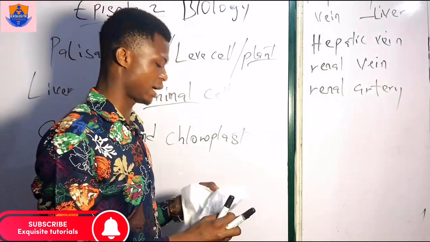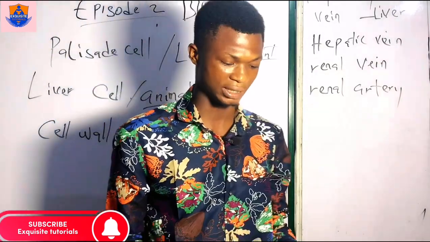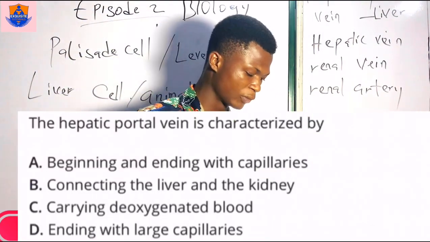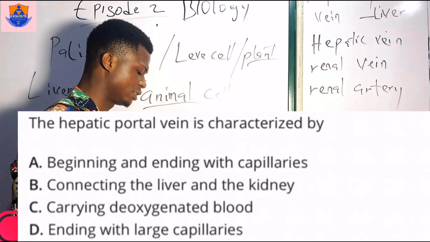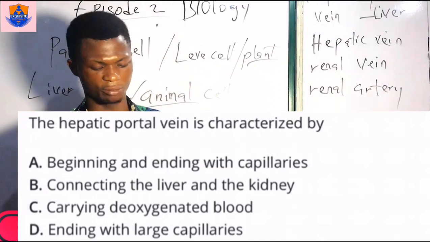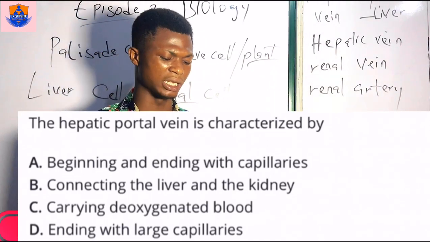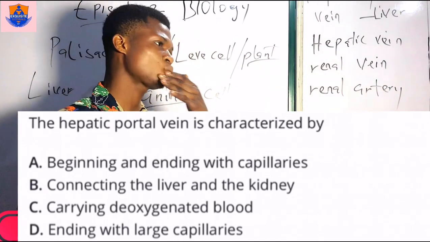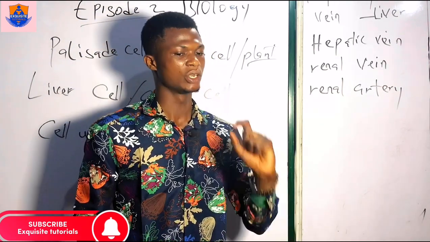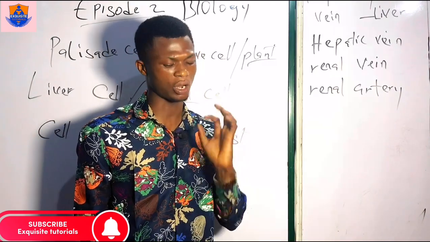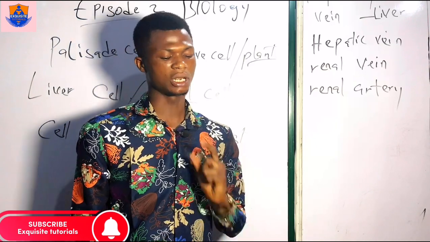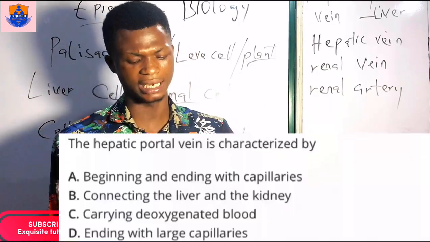Question 8. I actually have explained it. The hepatic portal vein is characterized by: A, beginning and ending with capillaries; B, connecting the liver and the kidney; C, carrying the oxygenated blood; D, ending with large capillaries. Now, these are confusing options. I brought these questions because they can use this question to confuse you. These are confusing options that you must not be tempted by. The answer is it begins and ends with capillaries.